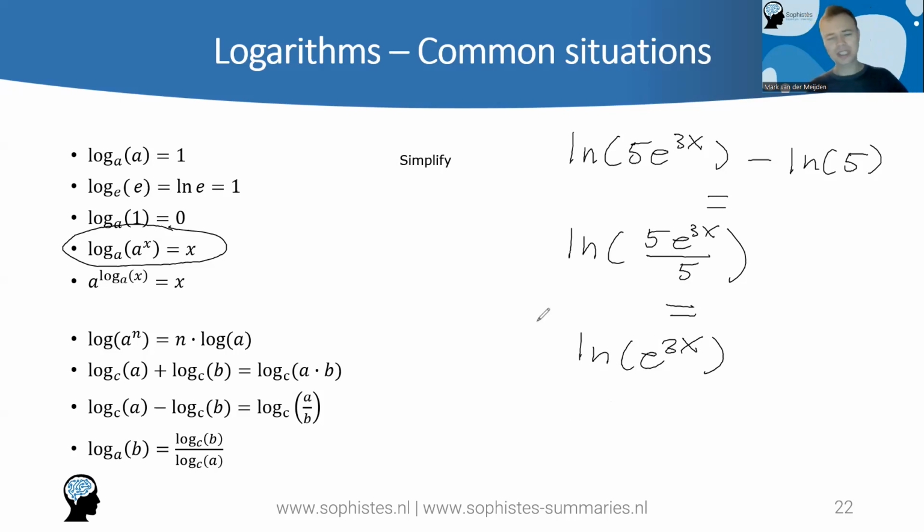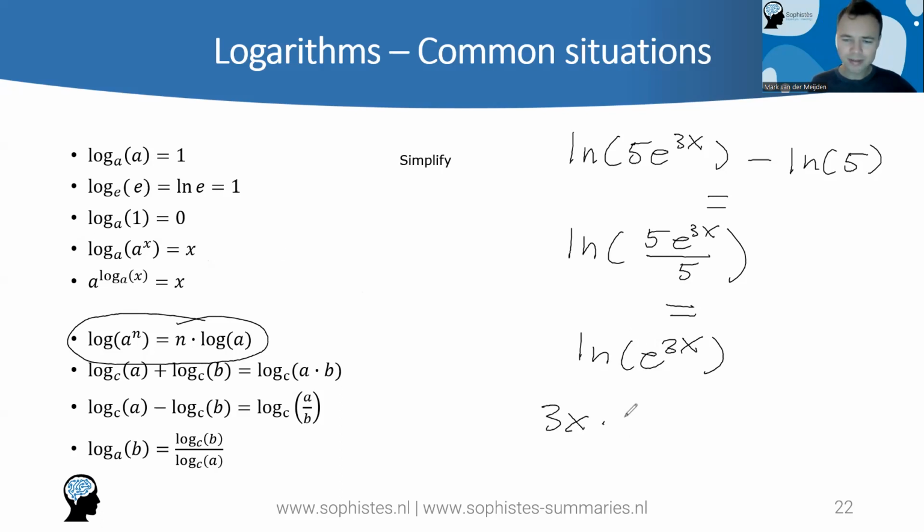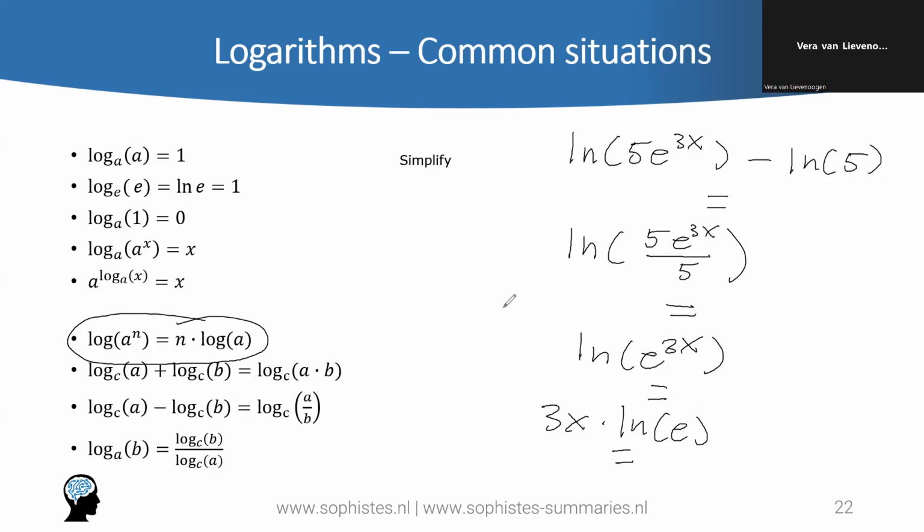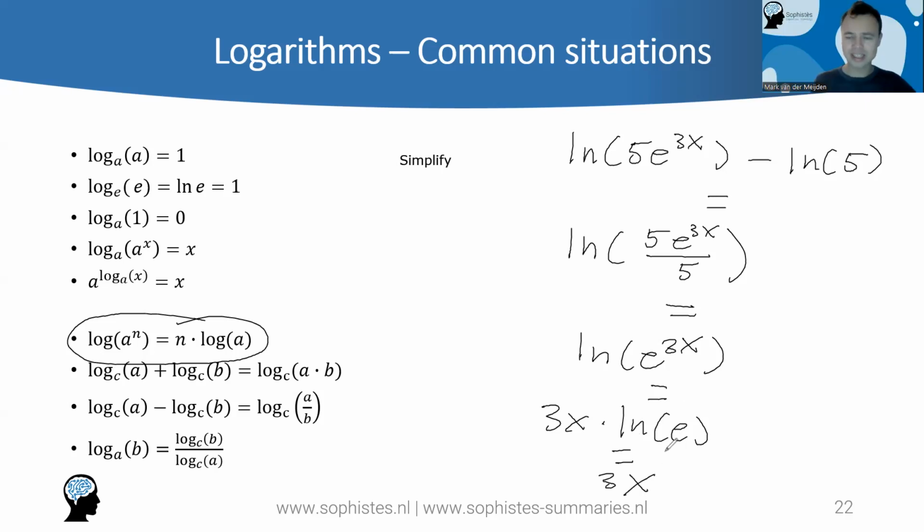Another way, which takes one step extra, is that you say, I will apply this trick here. Then the power falls in front of it, like this. Do you remember what ln e was? Anyone remembers what ln e was? 1. Yeah, ln e was 1. So then you're left with 3x. That's another way to do it. As long as you get the 3x. Is that clear for everyone? Yeah, clear.